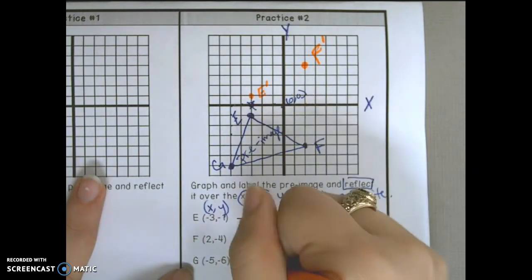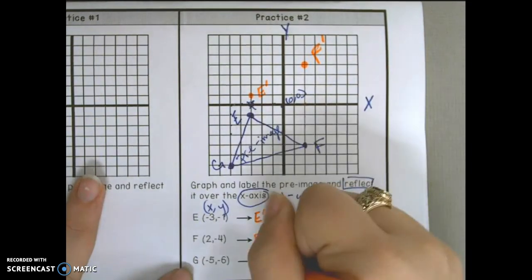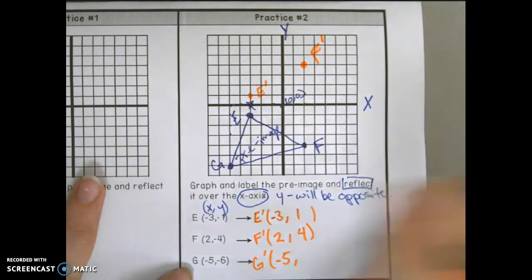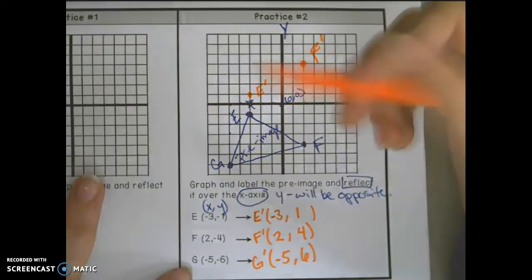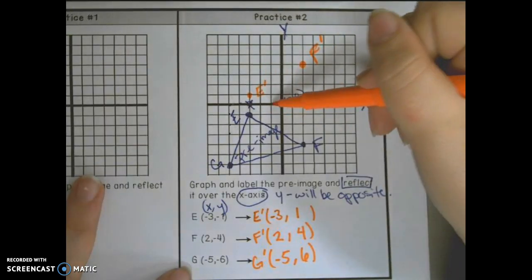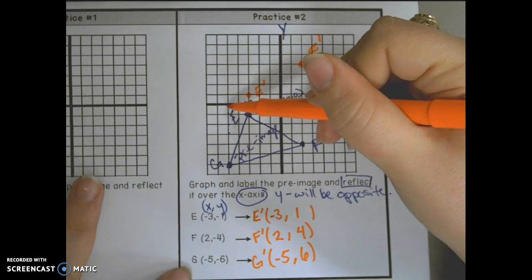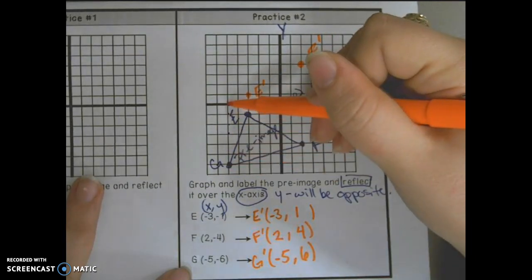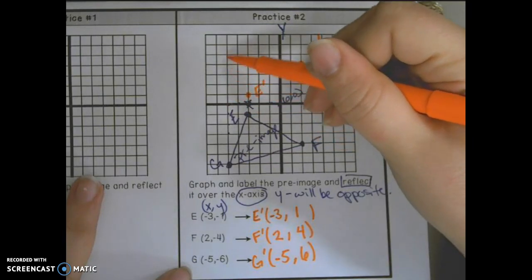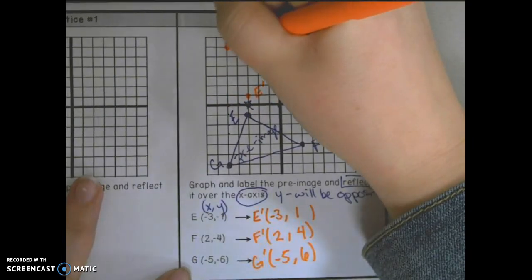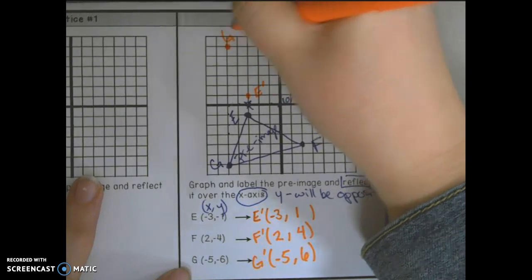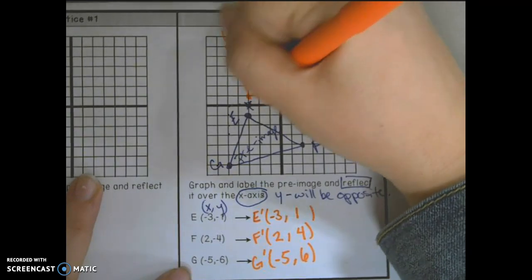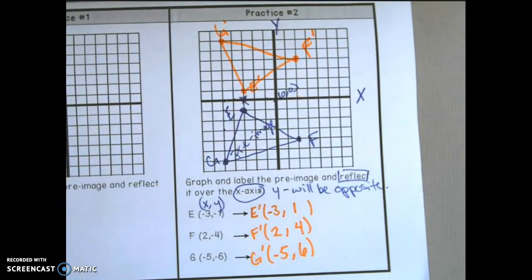And then I have my G. My G primed. My x will stay the same at negative 5, but my y will be opposite. The opposite of a negative 6, positive 6. So I'm going to go over 1, 2, 3, 4, 5, same line as my G, and instead of down 6, I'm going to go up 6. So up 1, 2, 3, 4, 5, 6. And that'll be my G primed. And there we go. We have our image that's exactly the same, just reflected.